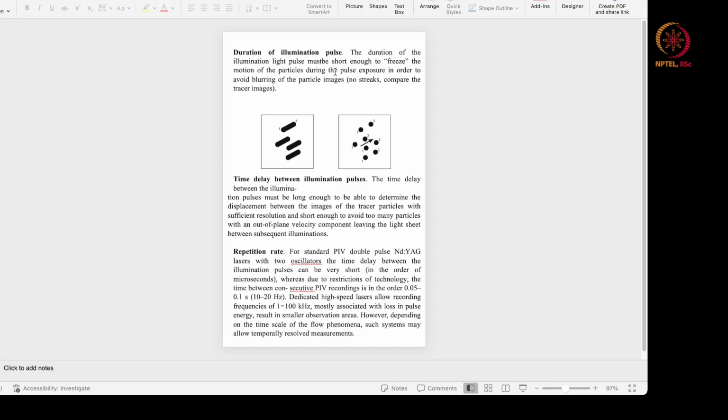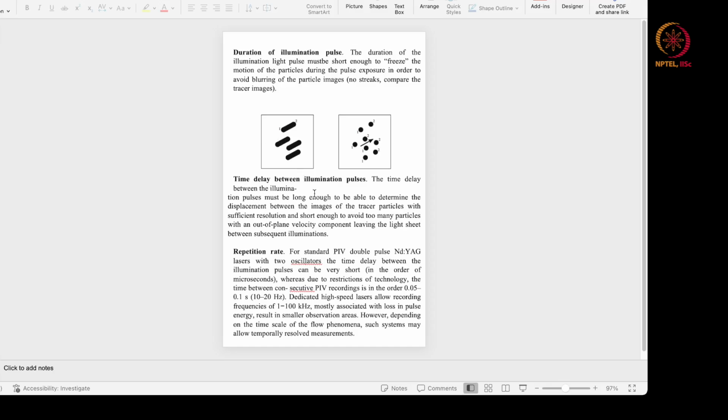If they do move, you will get blurring or streaks. Okay, so in this case, for example, you get streaks. In this case, you get well separated particles. So you need this rather than this. Okay, so the duration of the illumination pulse is very important. That means short enough to freeze the motion, okay, and have no streaks.